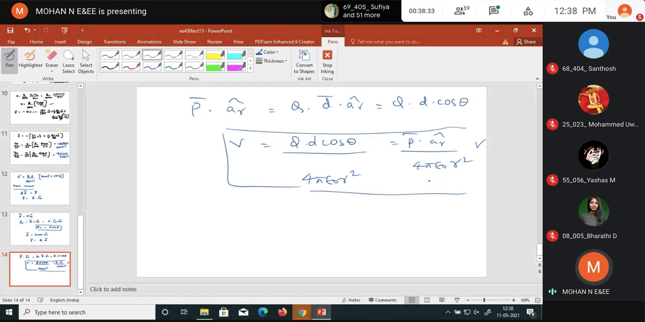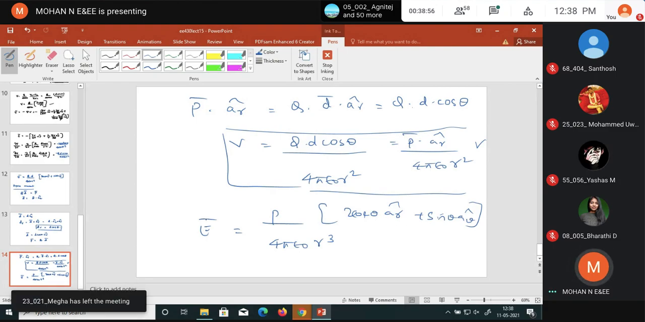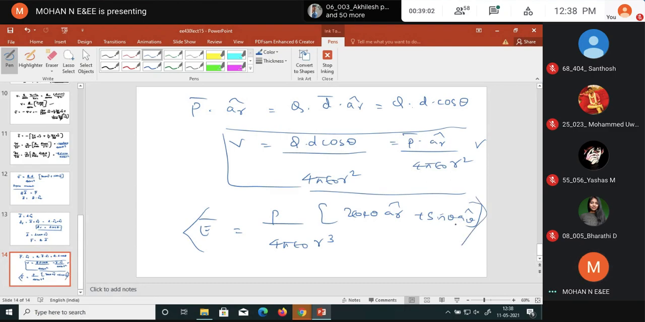Okay. So you can also write the electric field in terms of the dipole moment, that is P by 4πε₀ R cube, 2 cos θ A_R cap plus sin θ A_θ cap. So this is the expression for field intensity in terms of the dipole moment. You just have to recall these expressions in order to solve problems related to this.